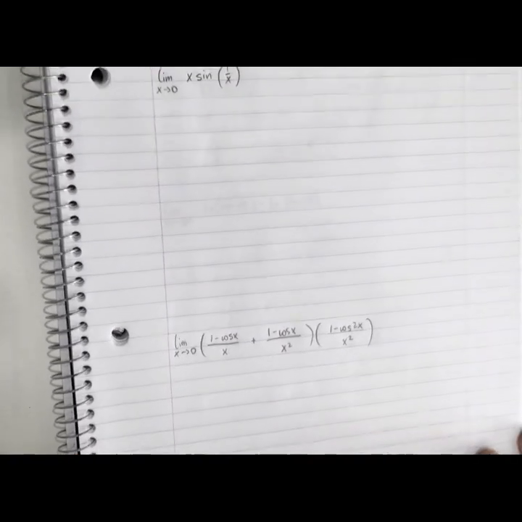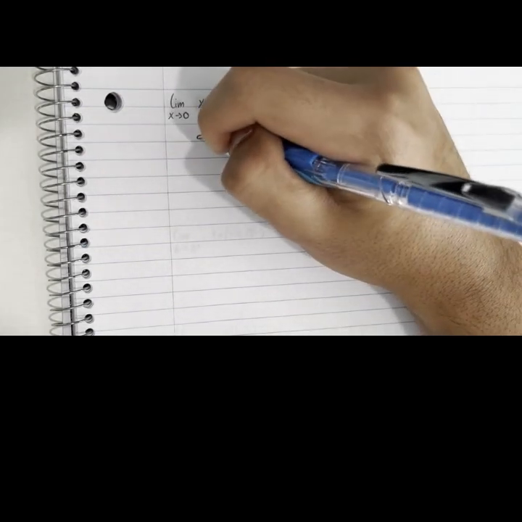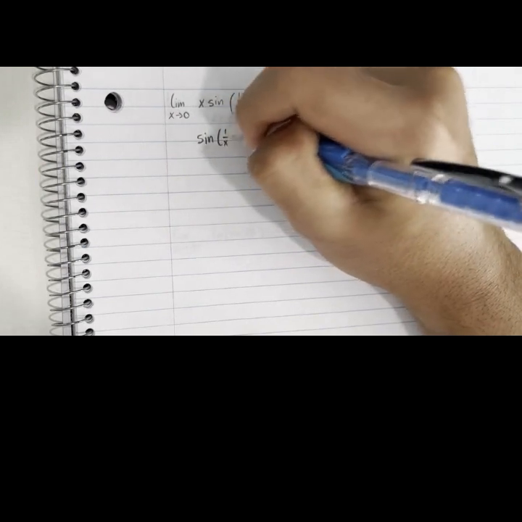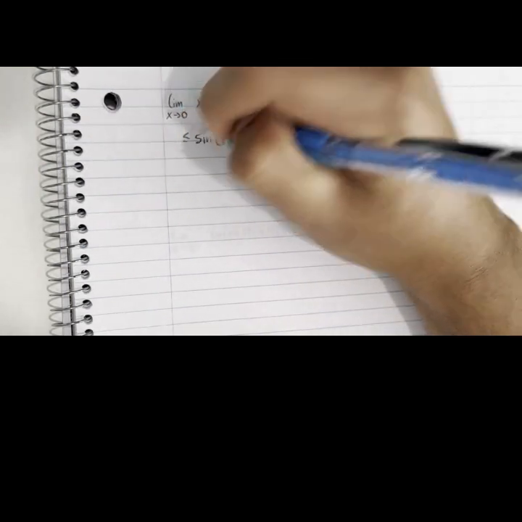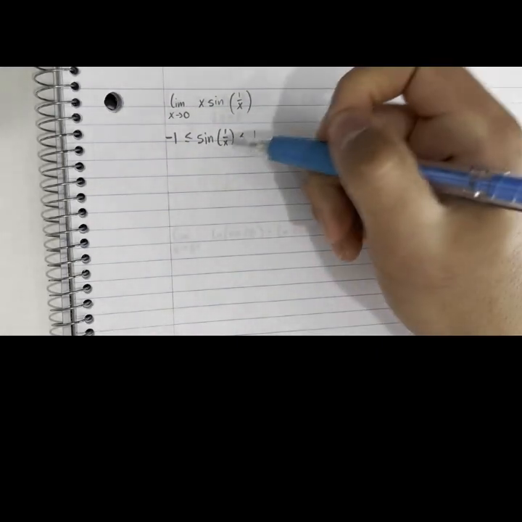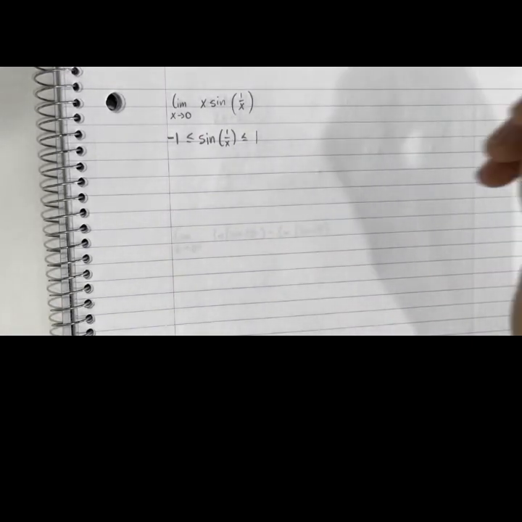Now, another similar squeeze theorem problem. Here we have x sine 1 over x. Now, first of all, I'm going to say that sine of 1 over x will always be bounded in between -1 and 1, no matter what, because we just have sine of something. Now, remember, as I said earlier, I can't multiply both sides by x. Why? X has a possibility of being negative.